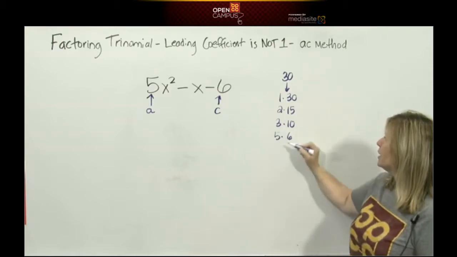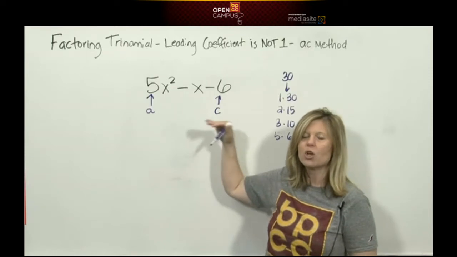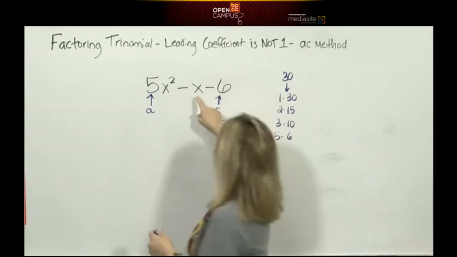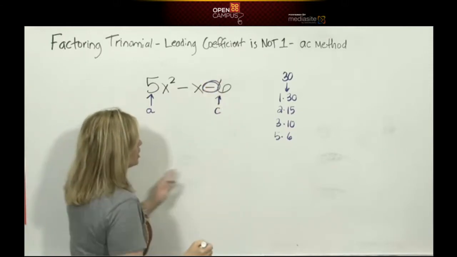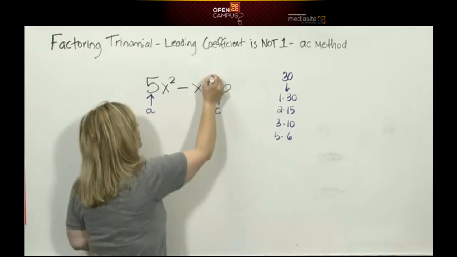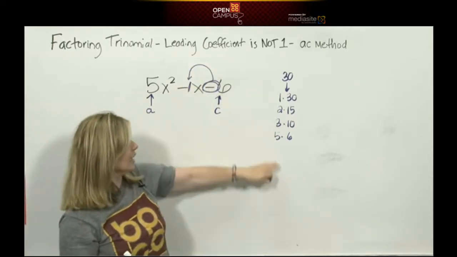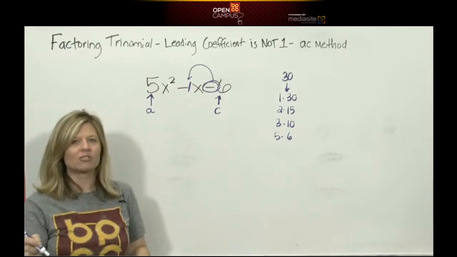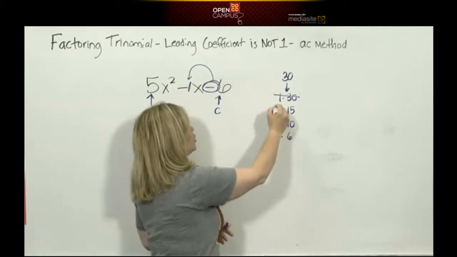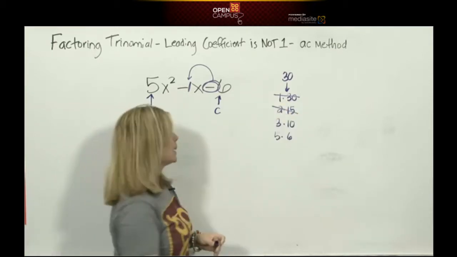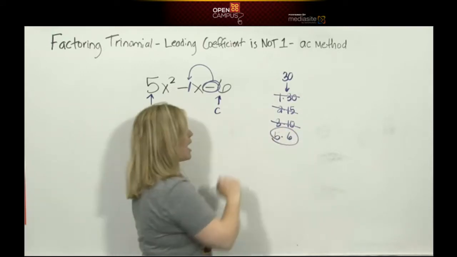All right, from these factors, you still want to do what we've talked about with trinomials. You want to read the expression. To make this middle term, we want to subtract. So these factors have to subtract to make the coefficient here, which is negative 1. So we're going to go down the list and figure out which factors subtract to give us a 1. 1 and 30 subtract to 29. 2 and 15 subtract to 13. 3 and 10 subtract to 7. 5 and 6 subtract to 1.